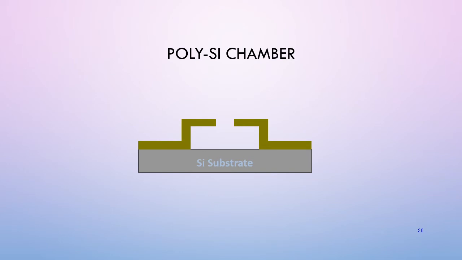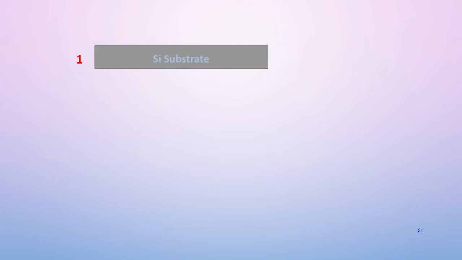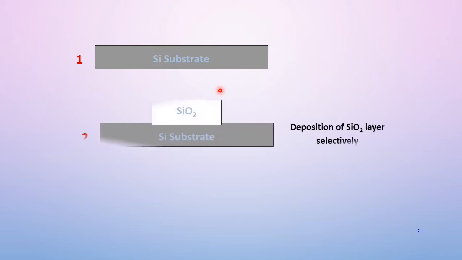Let us see another example. For example, this one is a polysilicon chamber. The green color is polysilicon, so that it creates the chamber inside on the Si substrate. So let's see how the process will take place. The first one, you are going to have the silicon substrate, and then there will be deposition of silicon oxide layers through selective deposition, so that only this area will be deposited.